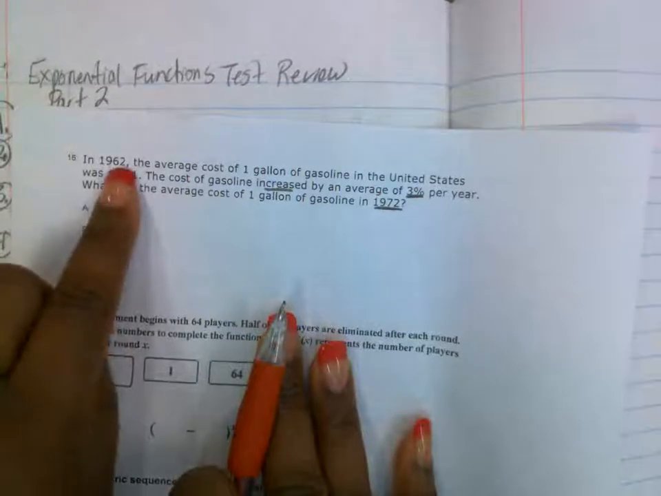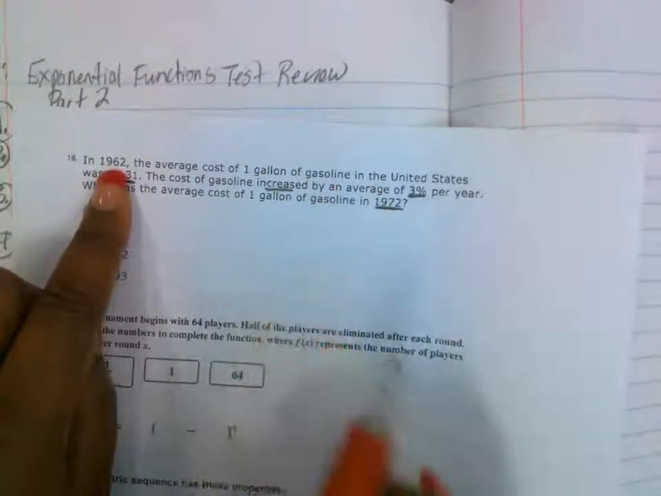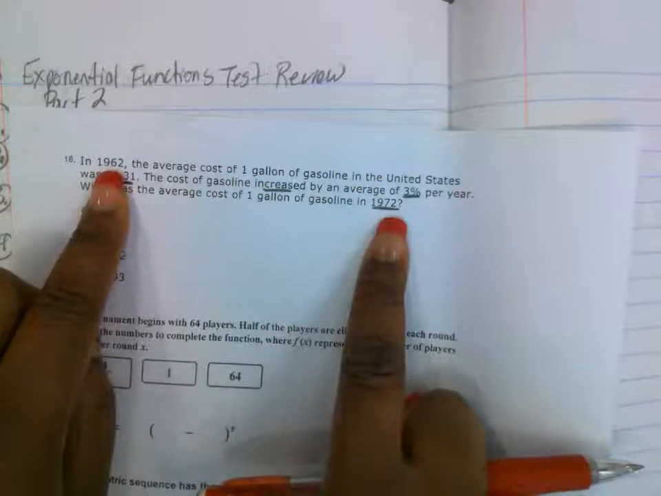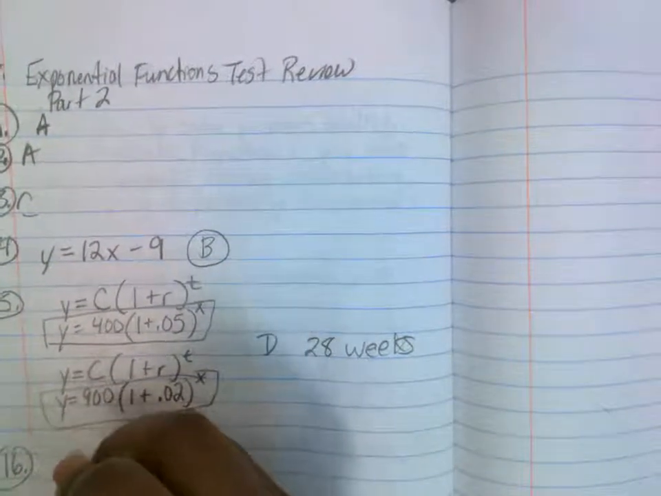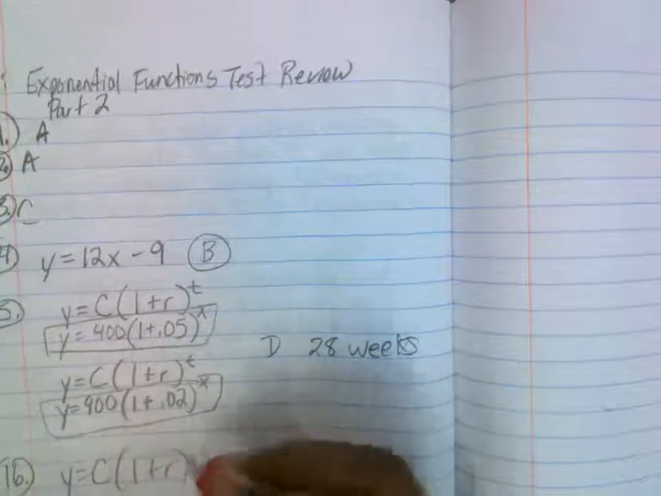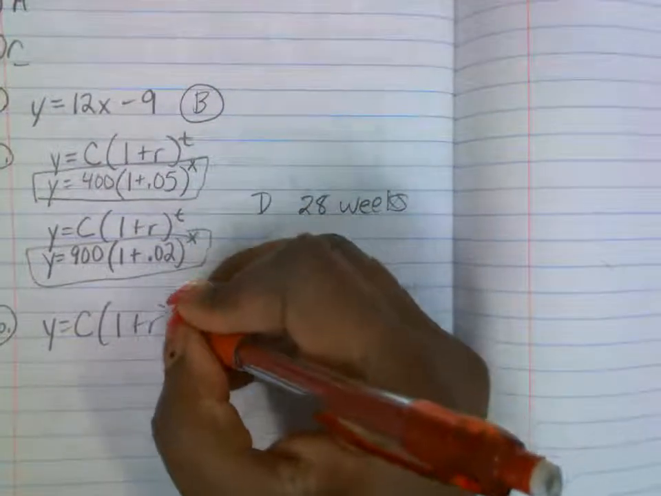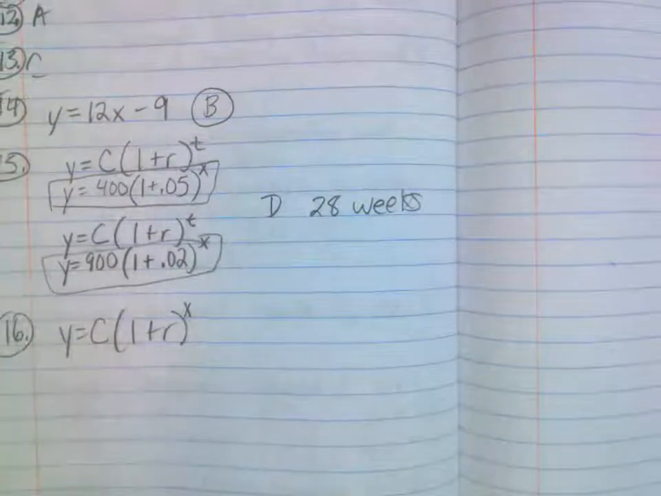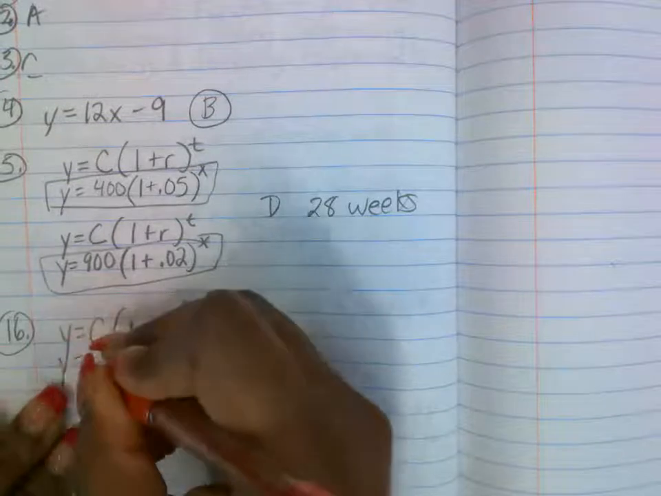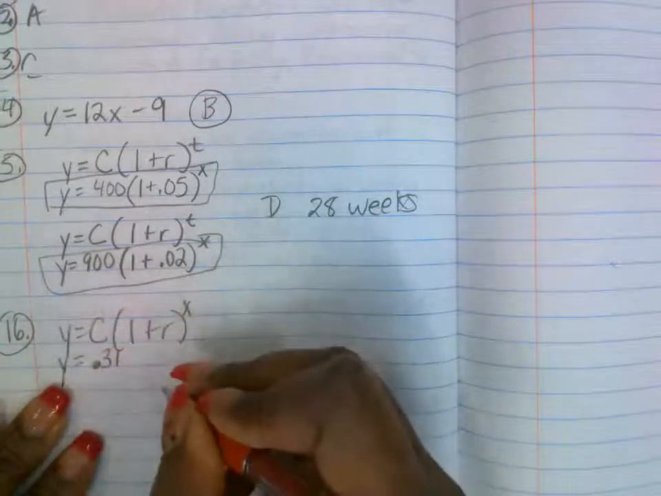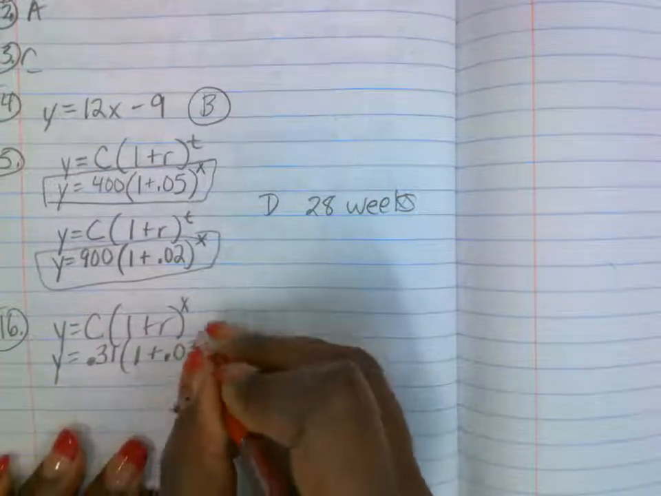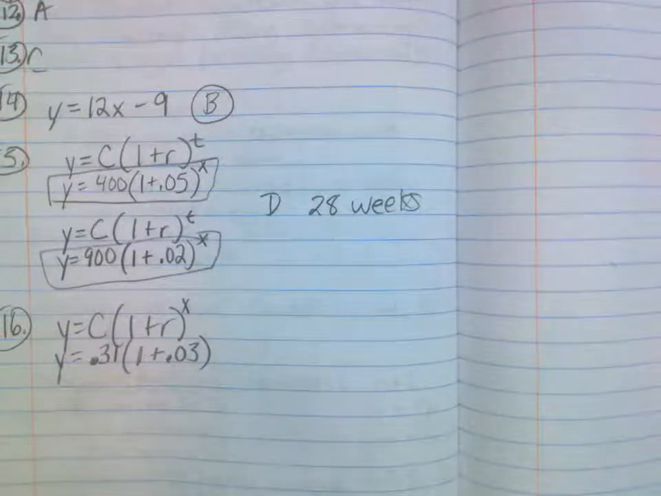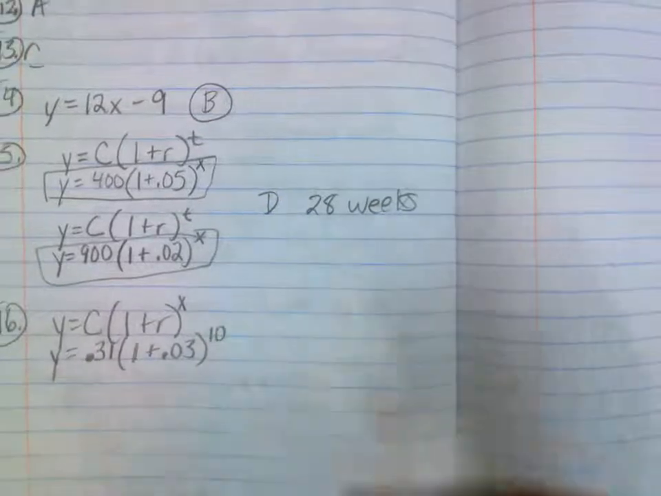1972. So my starting year is 1962, and 1972 is 10 years later. So let's write this as an exponential function, exponential growth. y equals C times (1 plus r) to the x or t power. My starting price per gallon is the 31 cents. Then we have 1 plus my percent increase, 3%, written as a decimal. And I want to know 10 years from now, so I put 10 as my exponent. Any questions about how I got that?